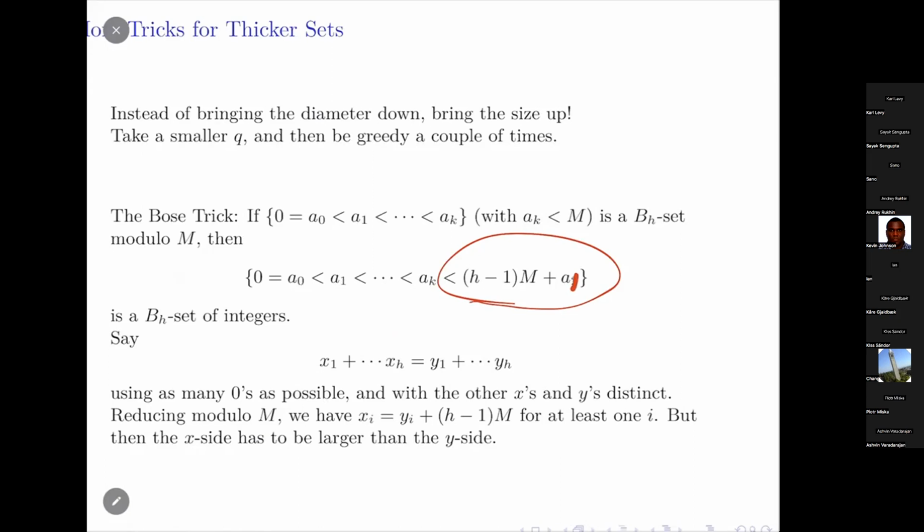But it raises the question, how does the greedy algorithm behave with this Sidon property, right? So you've got some B sub H set, and you start greedily adding on elements to it. How efficient is that going to be?